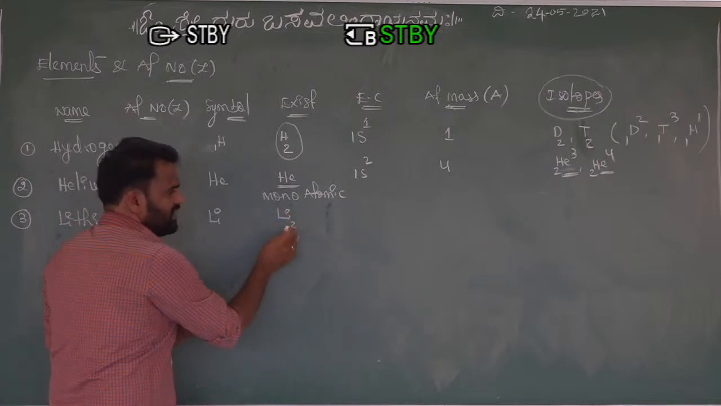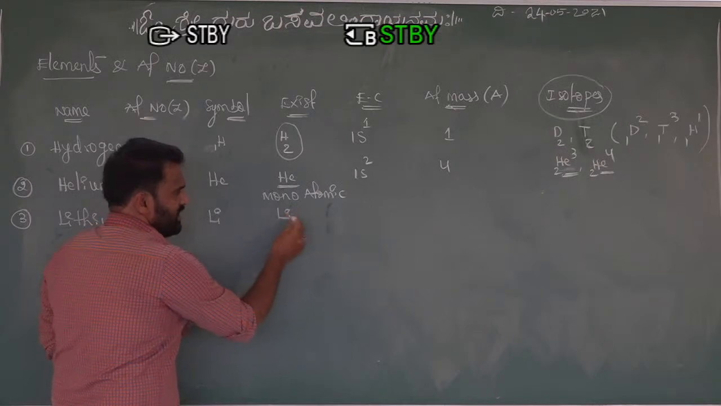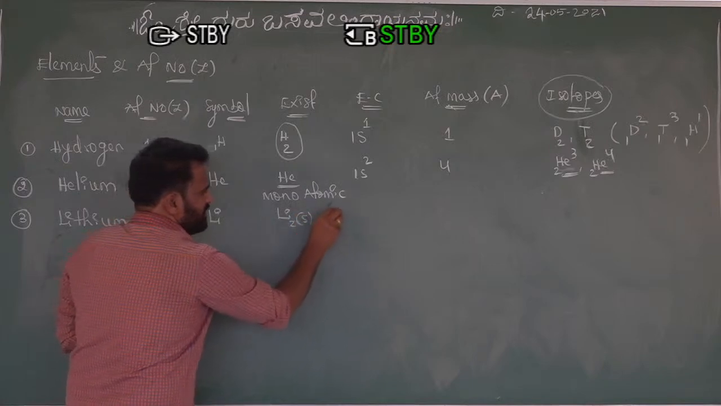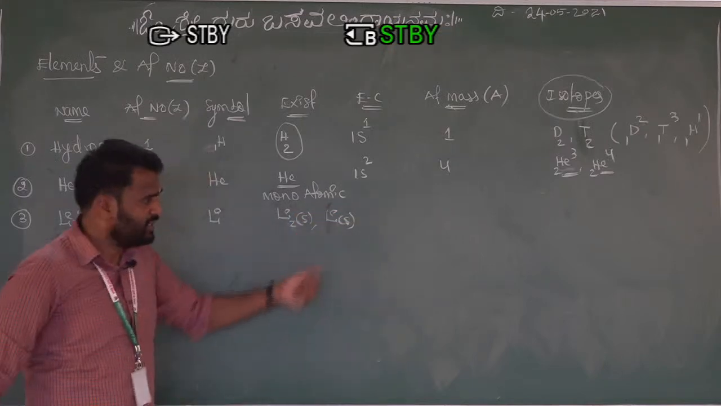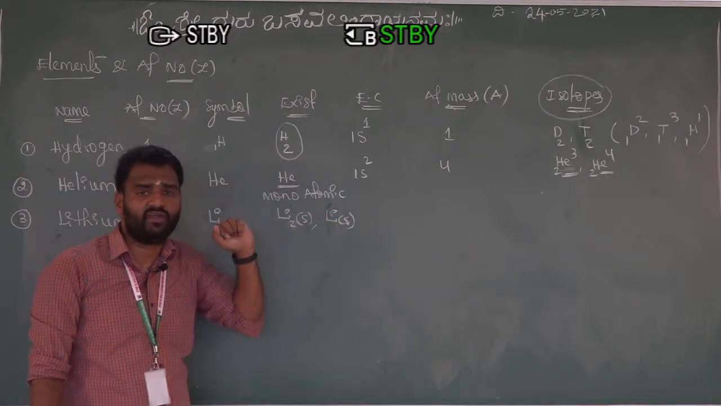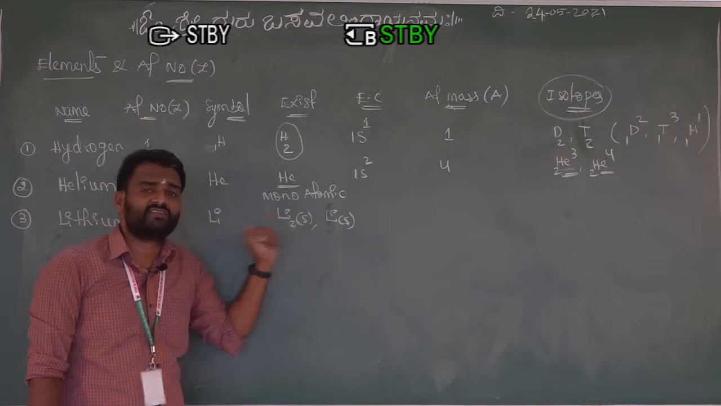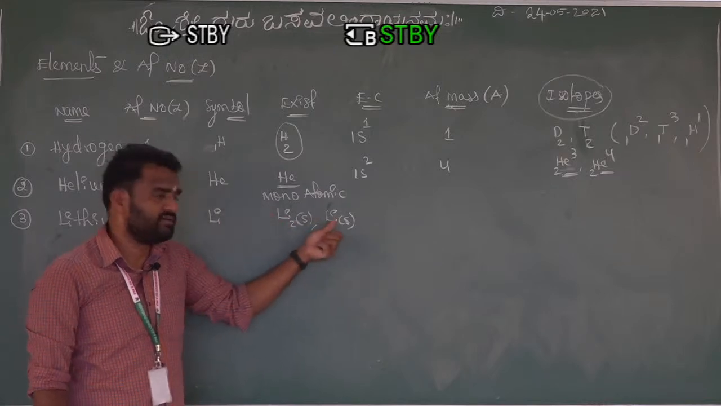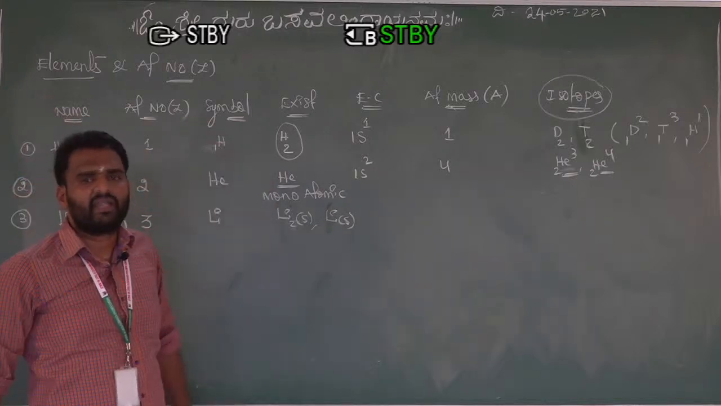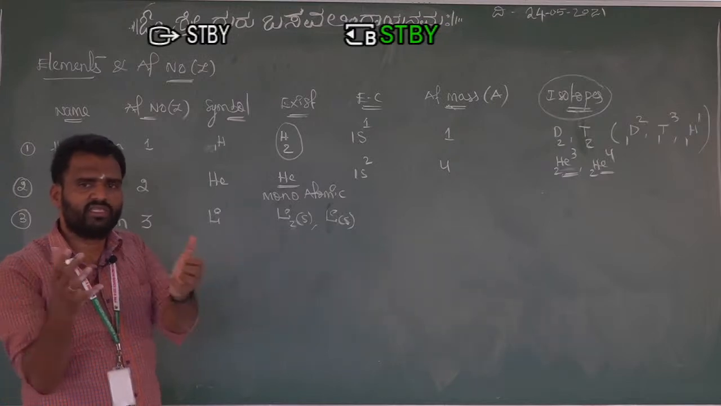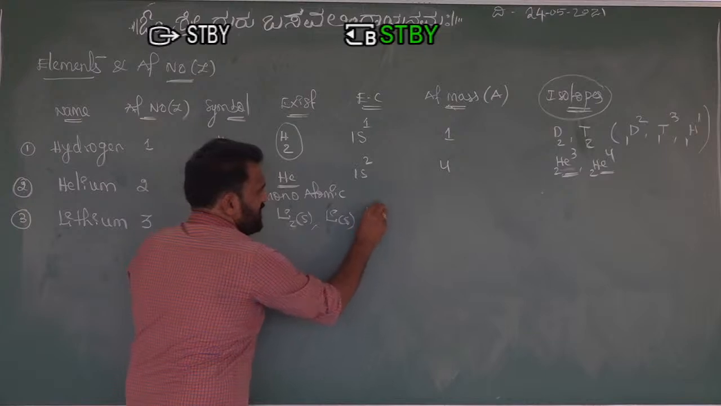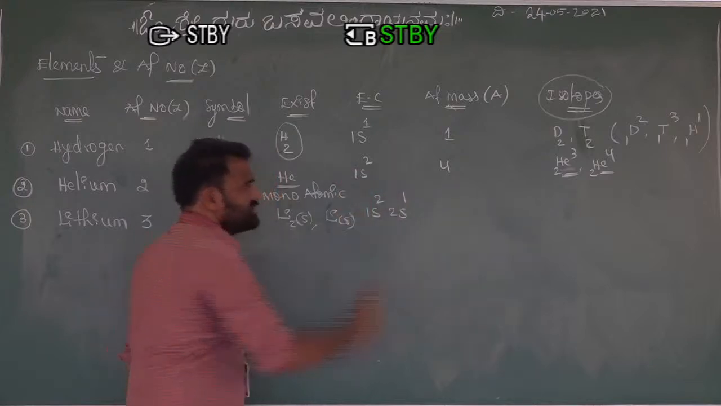So Li is metallic, and Li2 form also will exist. This is solid. Lithium is metallic and Li2 also will exist. Later in the chemical bonding chapter we will discuss whether Li2 will exist or not. Yes, it will exist, but lithium mostly exists in metallic form. In lithium metal there are many lithium atoms, repeating atoms, and that together is said to be lithium metal. Now the electronic configuration of lithium is 1s2 2s1.